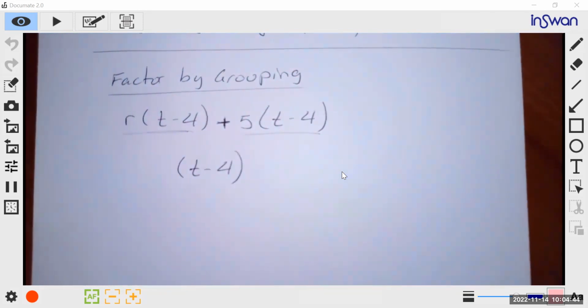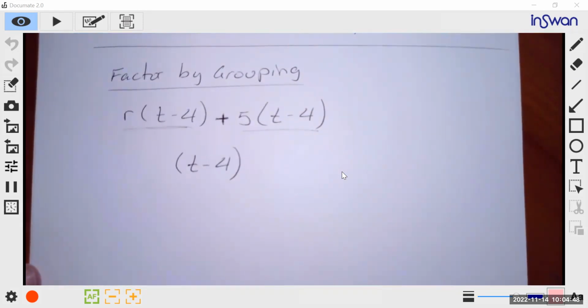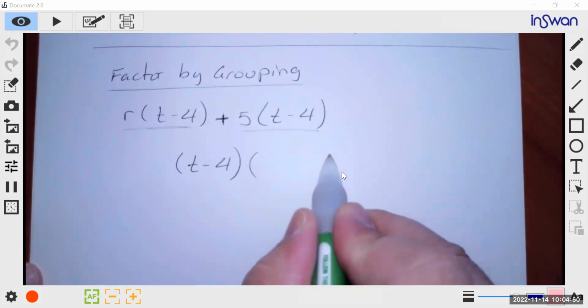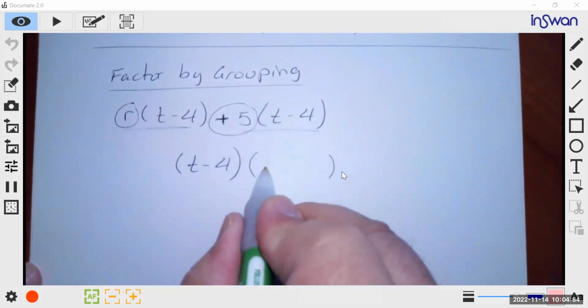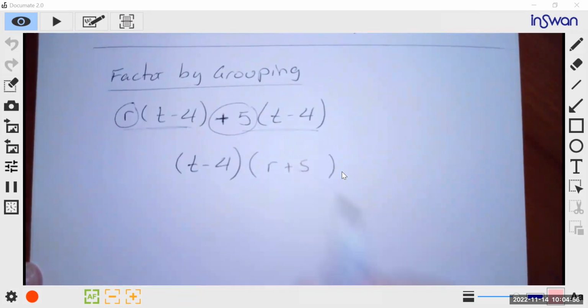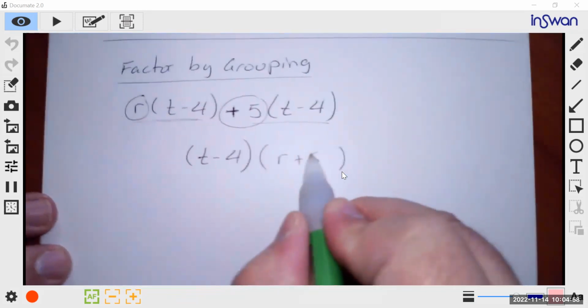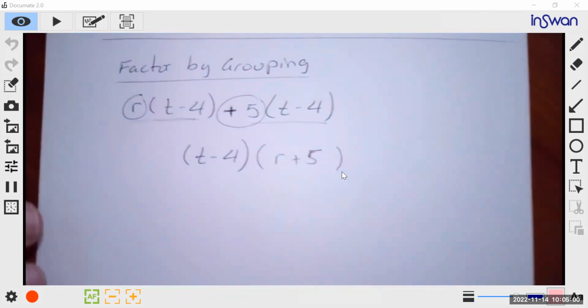So I can factor that out. In the second parenthesis, whatever the coefficients are goes inside. And there we have it. That's the factored form.